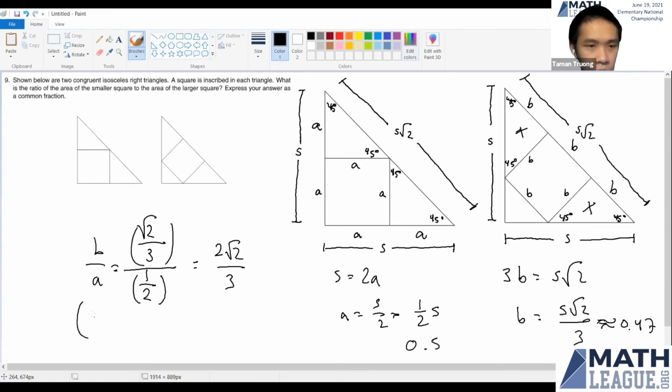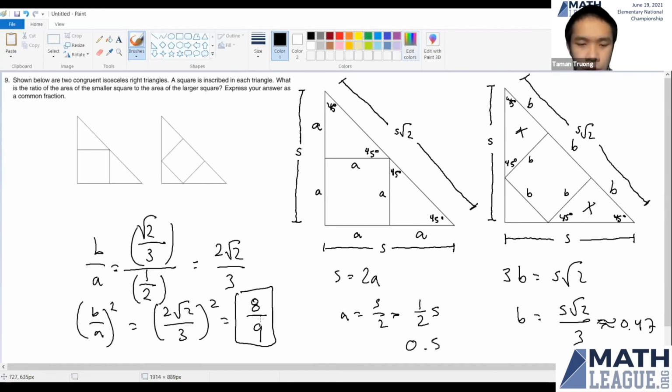And to find the ratio of its areas, we simply square it because areas are a squared quantity. And so 2 root 2 squared is 8, 3 squared is 9. So the ratio is 8 over 9, and we're done.